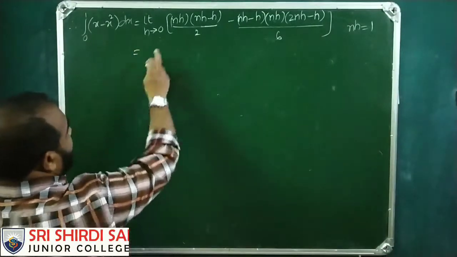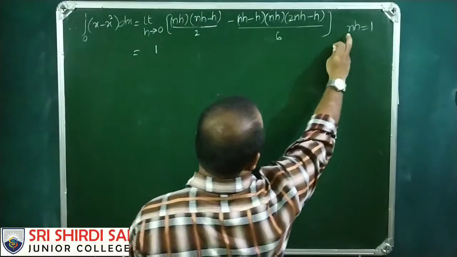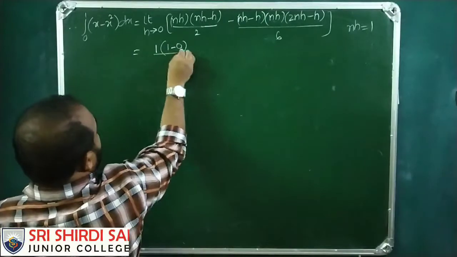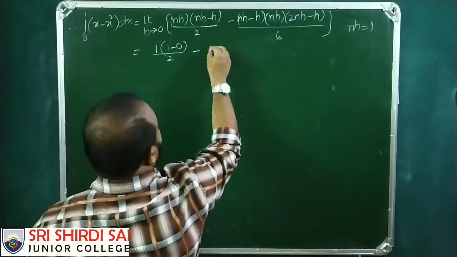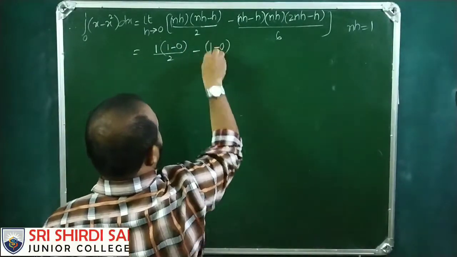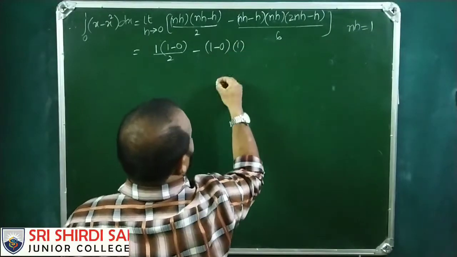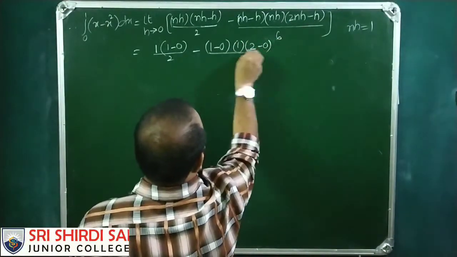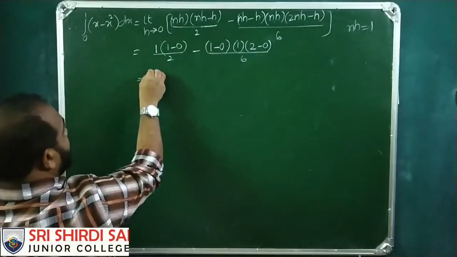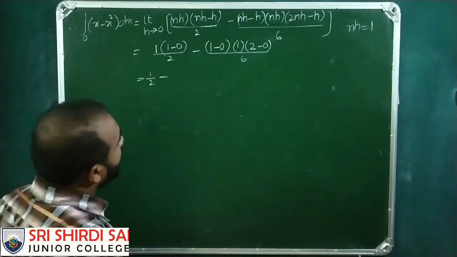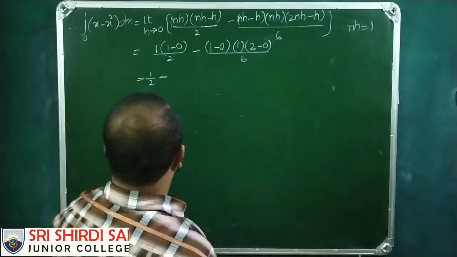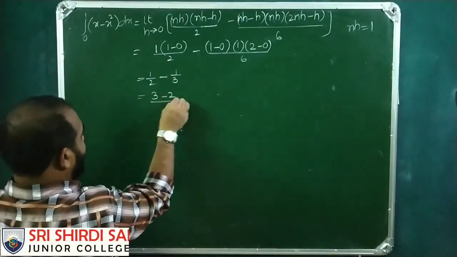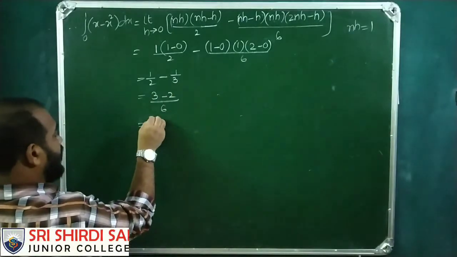So nh value is already known: nh equals 1. So (1 minus 0) by 2 minus, nh value is 1, (1 minus 0), this is 1 into (2 ones are 2 minus 0) by 6. 1 by 2 minus 2 by 6, which is 1 by 3. So (3 minus 2) by 6, which is 1 by 6.